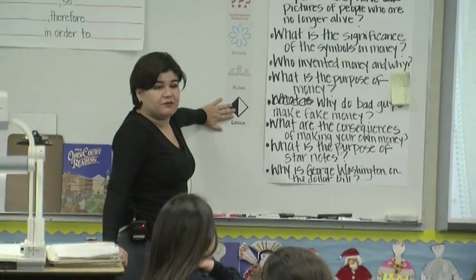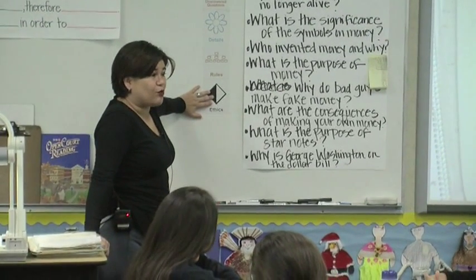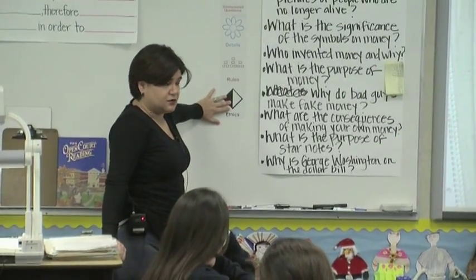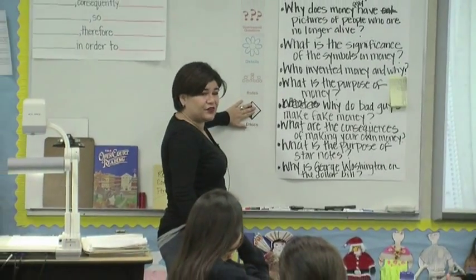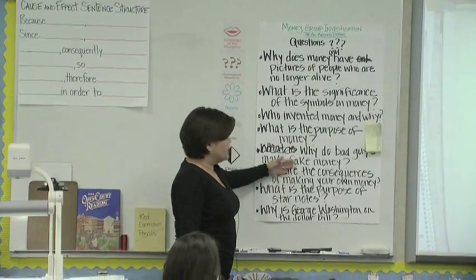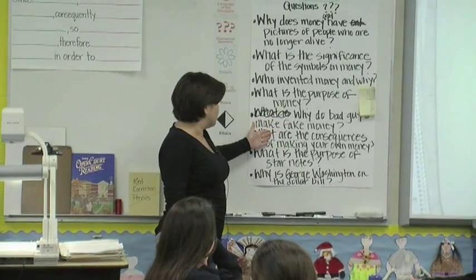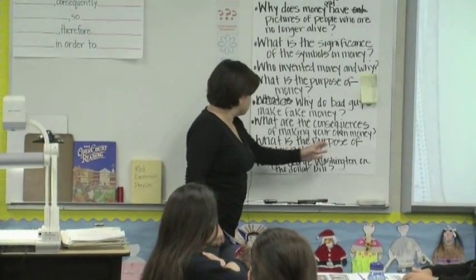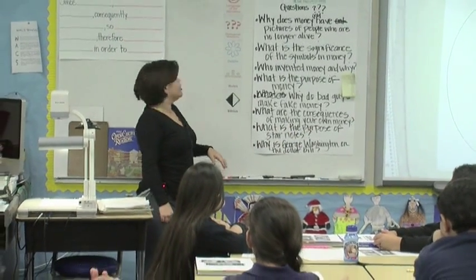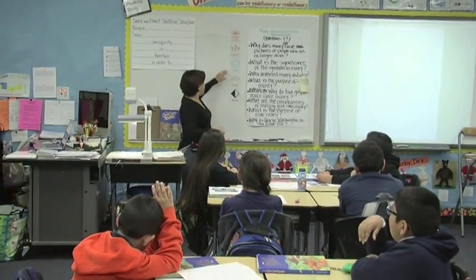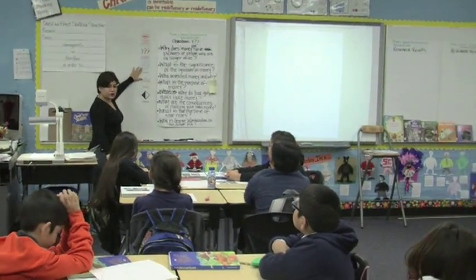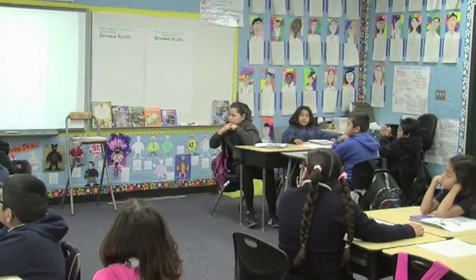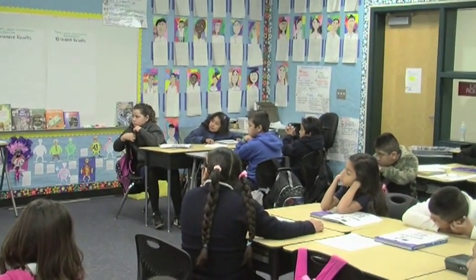That would be ethical implications, because we're looking at right and wrong and all the spaces in between. So you're going to be really thinking about ethical issues when you're talking about bad guys counterfeiting money, making their own money, and the consequences of that. What is the purpose of star notes? Again, you're going to have to look at the details and the rules. Do we understand? In order to understand the rules, you have to understand the details. They work in tandem. They go together.